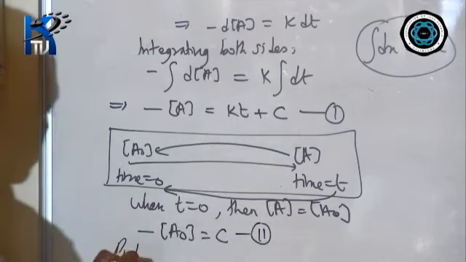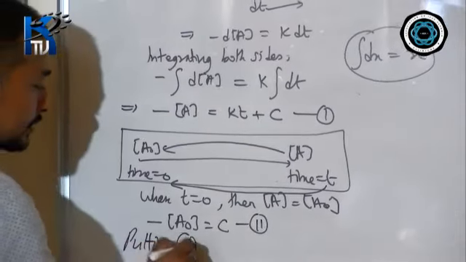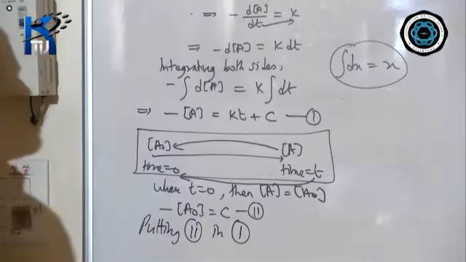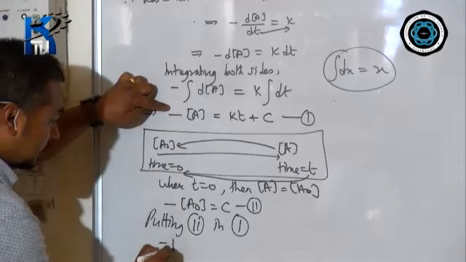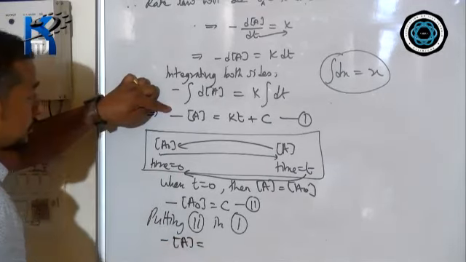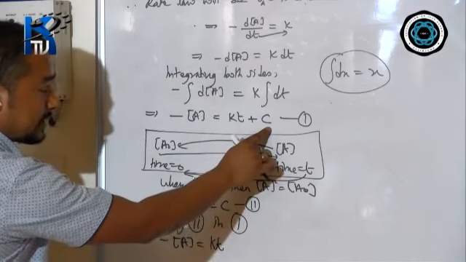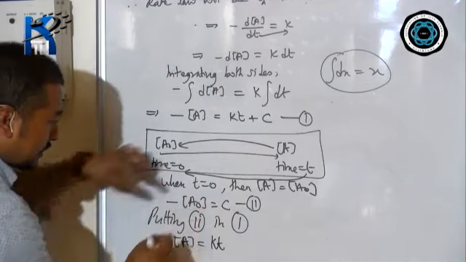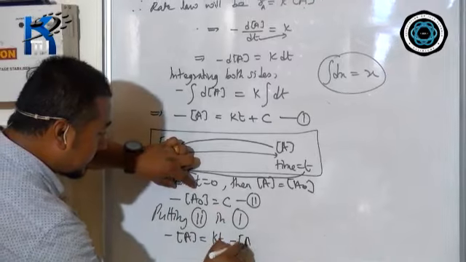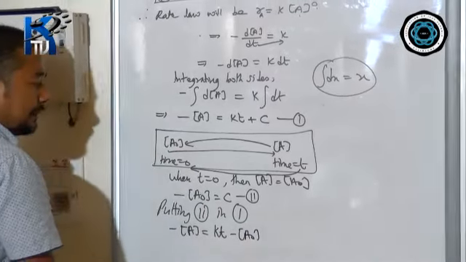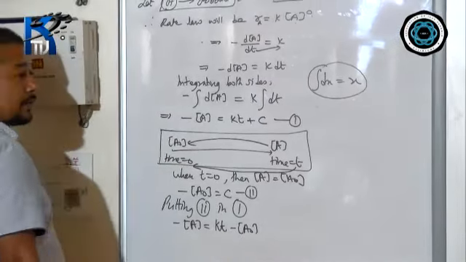So putting equation 2 in 1, let us see what we get, students. Minus A0 equals KT, and the value of this C, that is the integration constant, is how much here? Minus the concentration of A0. Clear? So this is how we get the expression.